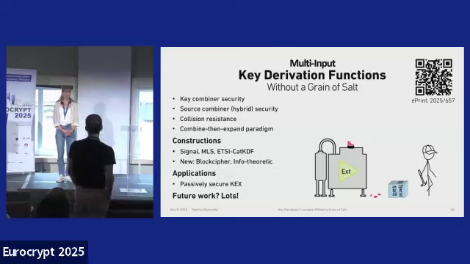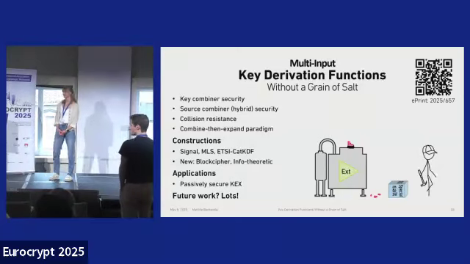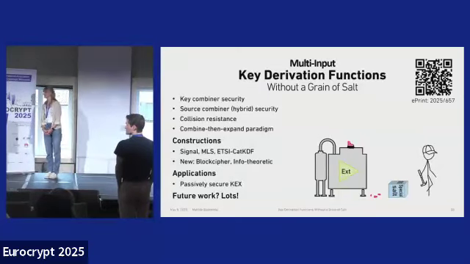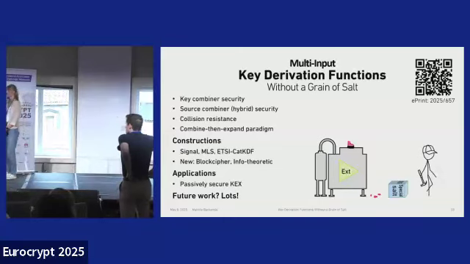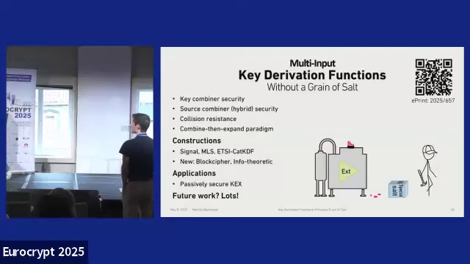Do you have questions? For your results in the random oracle model, how do you define entropy relative to a random oracle? Sorry? How do you define entropies, as a source has entropy relative to a random oracle? Do you allow the sources that could depend on the random oracle?